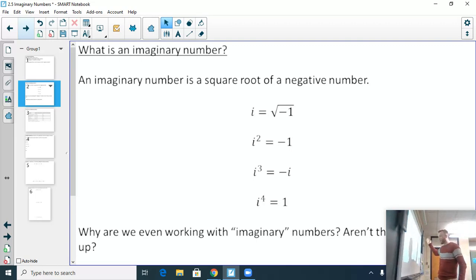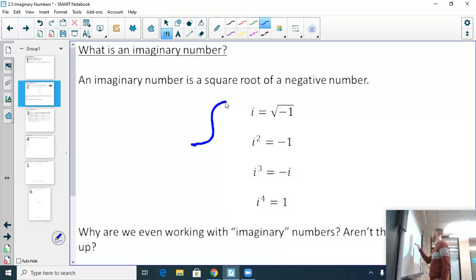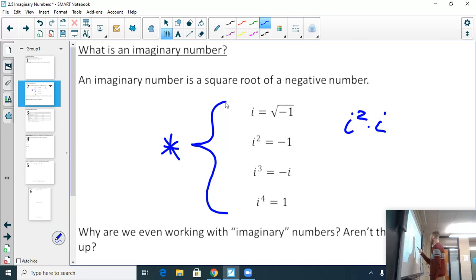And so what is an imaginary number? An imaginary number is a square root of a negative number. And we use this very basic, you guys are definitely going to want to write this down somewhere. i equals the square root of negative 1. And then if you square it, the square root kind of goes away and you're just left with negative 1. And then i cubed is negative i. Well, that's because i cubed is i squared times i. And we just said i squared was negative 1. So it's really negative 1 times i, or just negative i, right? So that's where that comes from.